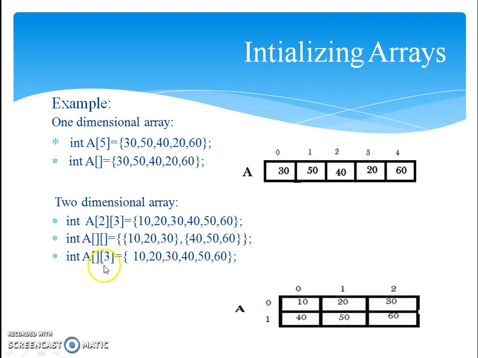In the third case, you can omit the row and just mention how many columns. So that means it is ensured that every row will have 3 values or 3 columns. So first 3 will go to the first row, next 3 will go to the second row.